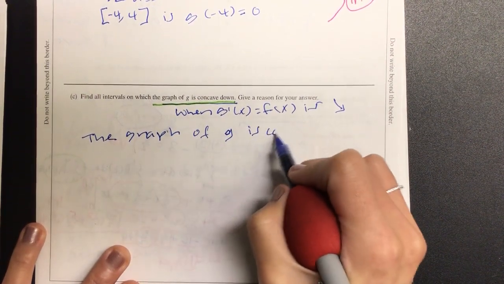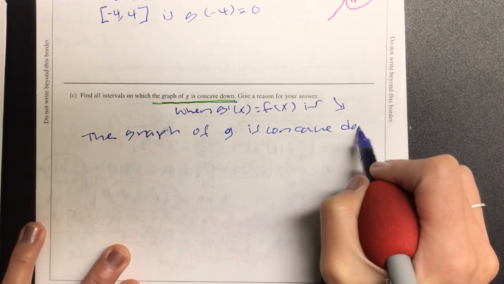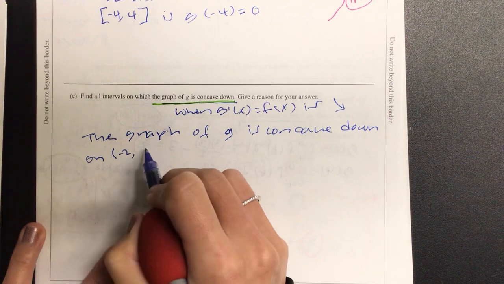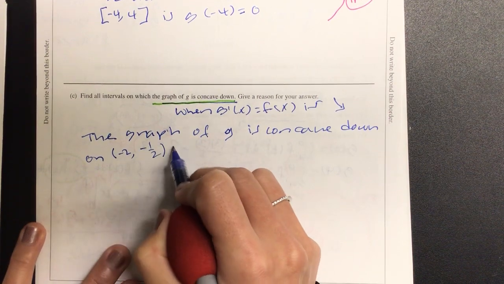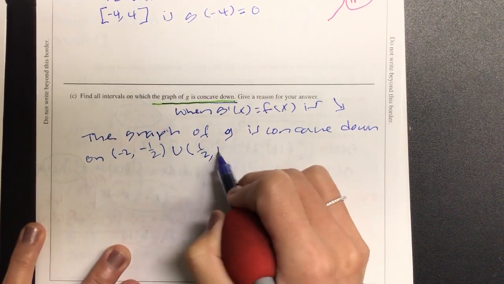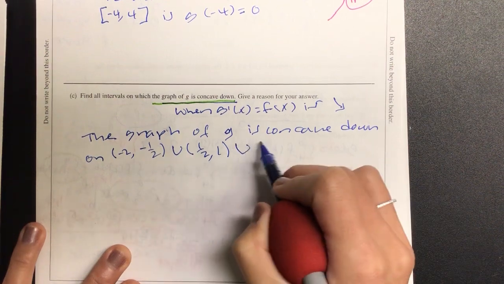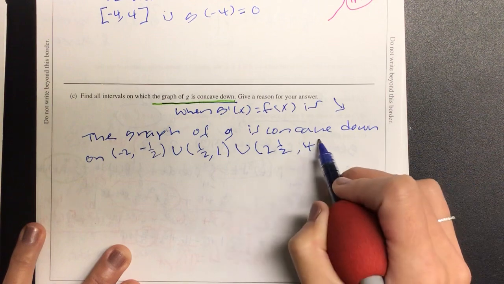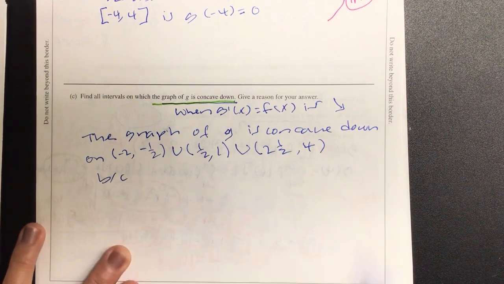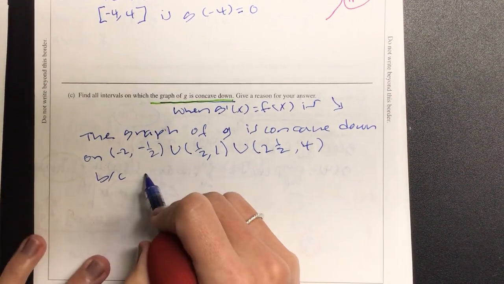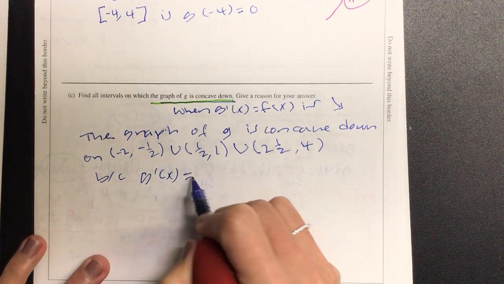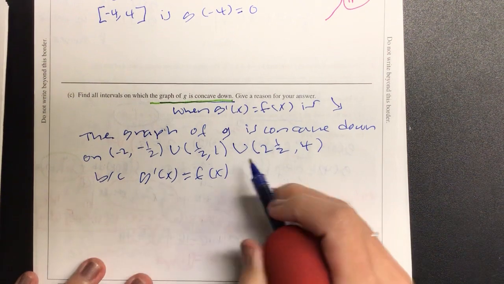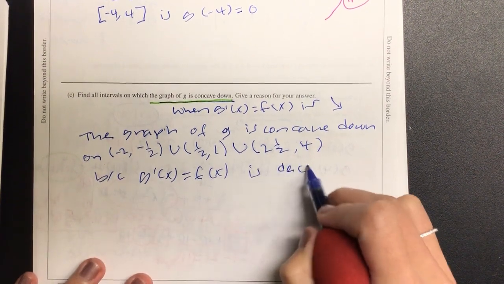Of g is concave down on the interval -2 to -1/2, union 1/2 to 1, union 2 1/2 to 4. You could say 2.5. And the reasoning is that g prime of x is doing what? It is decreasing. And do mention that you understand that g prime of x is equivalent to f of x, which is decreasing.